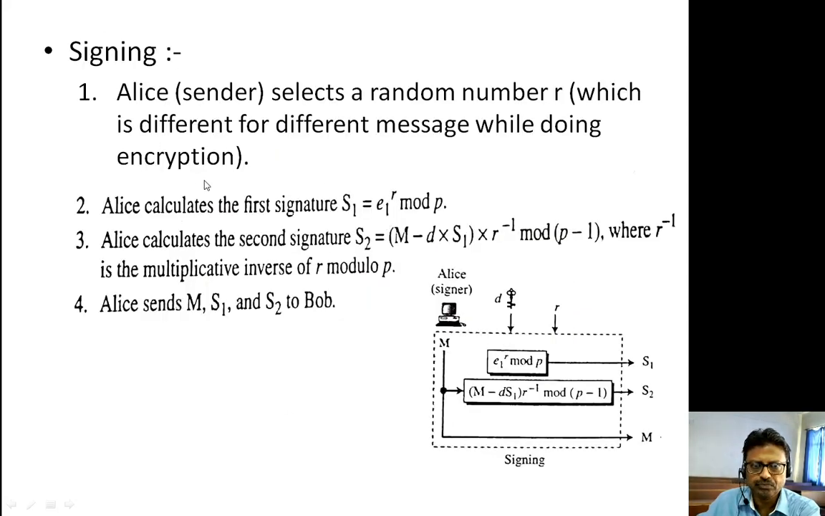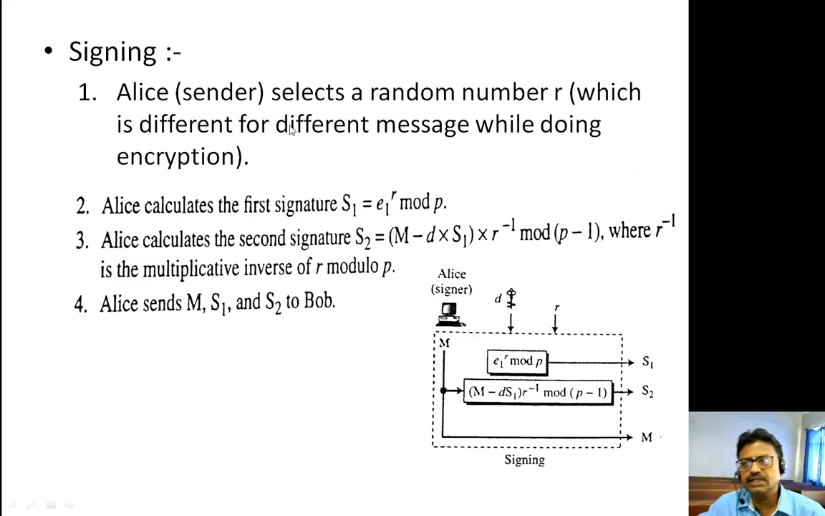Now the sender is going to make the signing, and the signing is done with certain formulation. Suppose Alice is the name of the sender. She selects a random number R which is different for different messages. We discussed this point in the ElGamal crypto system also: if the same value of R is used for different messages, then there is a possibility of attack. So just to avoid the attack, every time we encrypt different messages at the sending side, we generate different values of R.